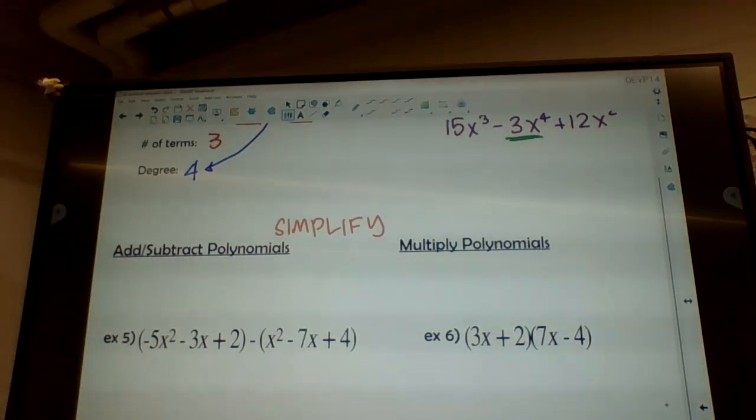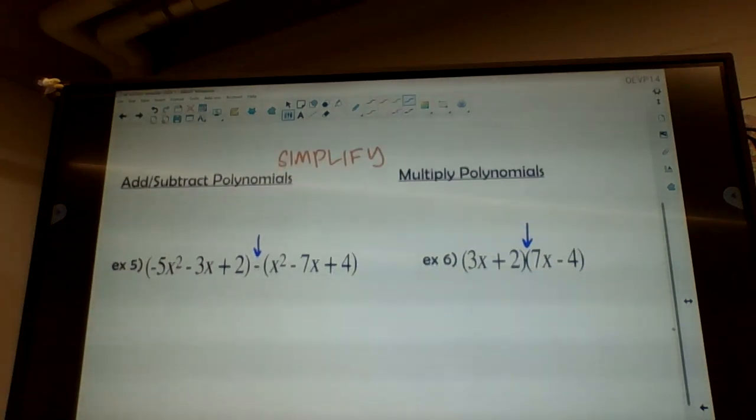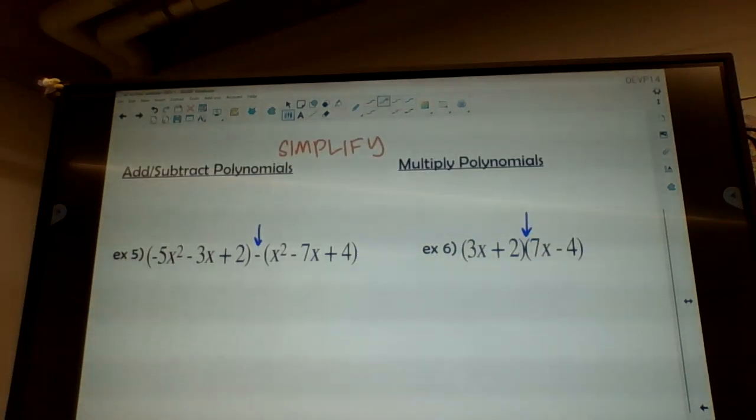Now, the ones on the left are subtraction because there's a subtraction between them. The one on the right is multiplication because there's nothing between those two. So noticing the difference between these is really, really important. So the add and subtract, I think these are easier. Add and subtract, I just distribute whatever sign is there.